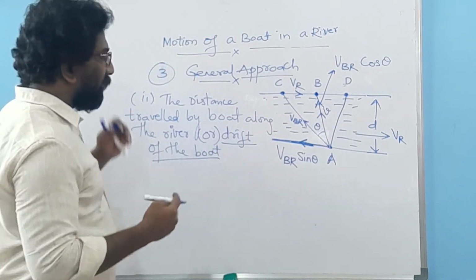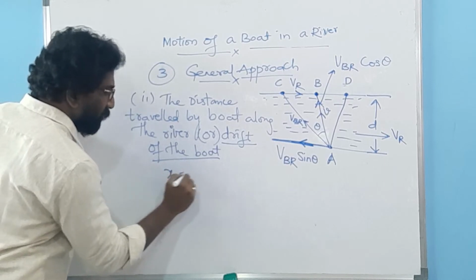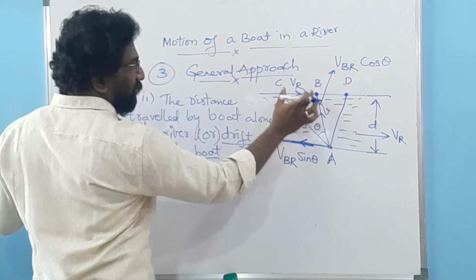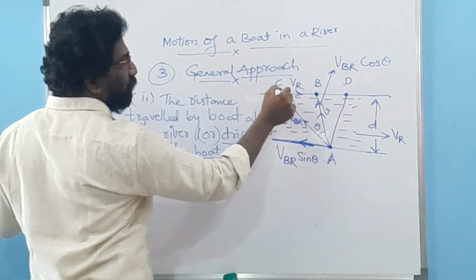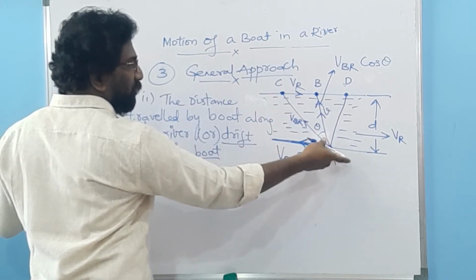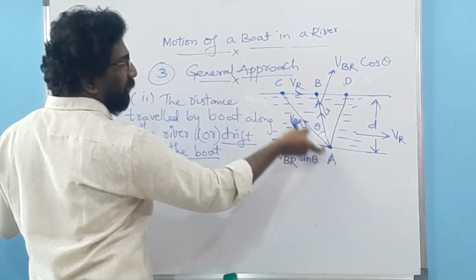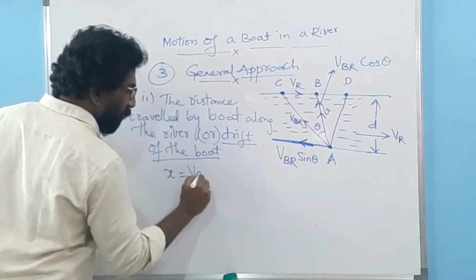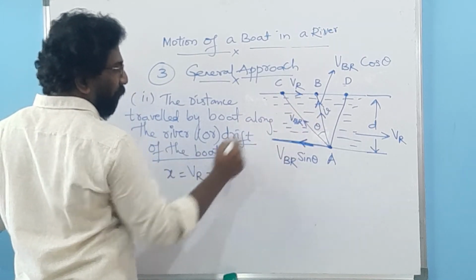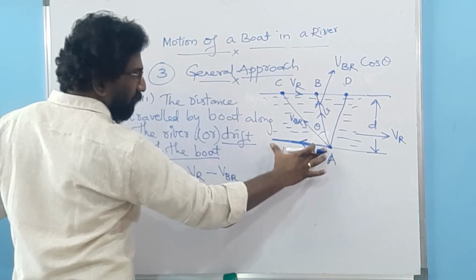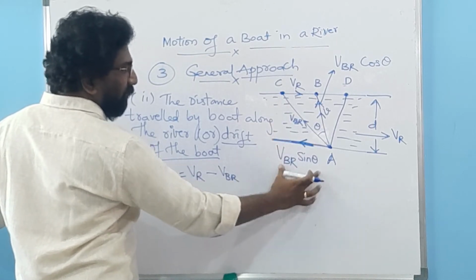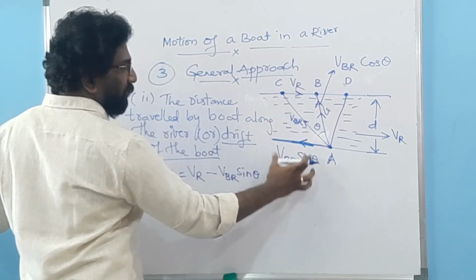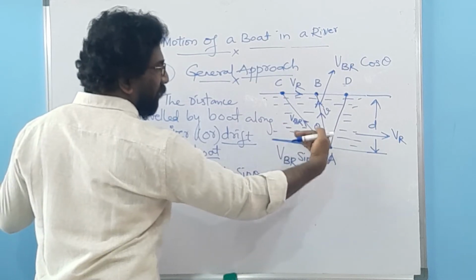So let me assume that the drift, or the distance traveled by the boat, is given by x. It is equal to x. This is the actual distance, where if you are traveling from here, we know that it will reach over here. But we don't know how much distance it will travel in the reverse direction so that it will reach over here. So it will be this distance VR minus this distance, that is VBR sin theta. So it is VR minus VBR sin theta, in the direction in which you are trying to start, so that you will reach point B.